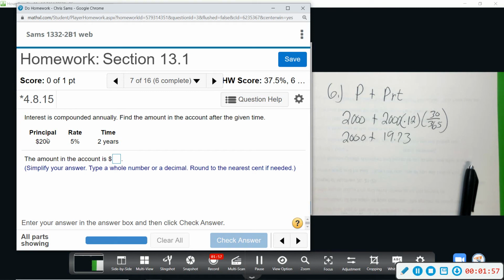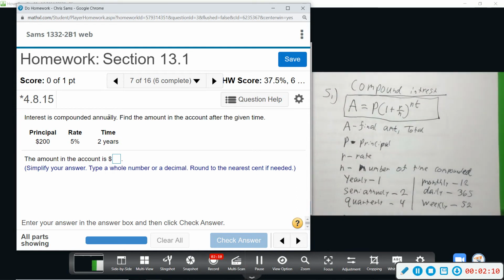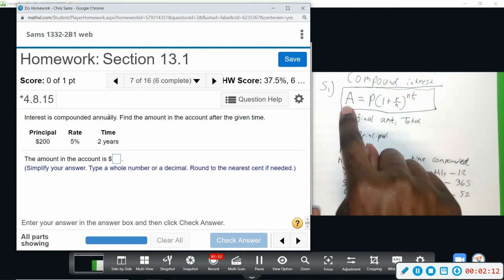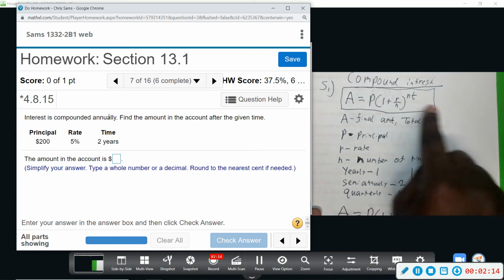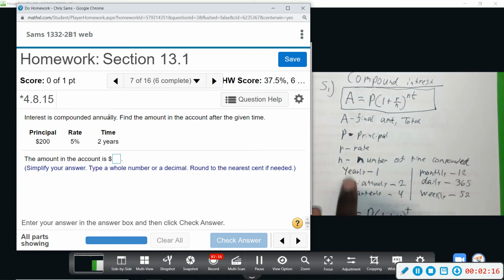All right, so now we're to the compound interest. It just says interest is compounded annually. All right, so back on problem 5. Here's the compound interest formula. So you would have this scenario, and you've got to figure out all these parts.